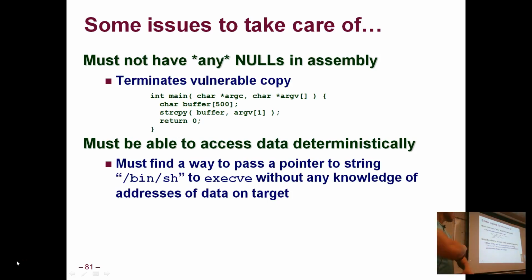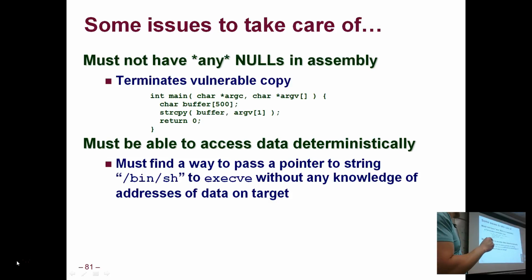Okay. So there are some issues that we need to take care of. We compile the setuid and the execve into assembly. But one of the things we have to be aware of is that if you're going to blow up a vulnerable strcpy, any nulls in the malicious code that you're injecting into this buffer will immediately terminate the strcpy. So you have to make sure your malicious code doesn't have any nulls in it.